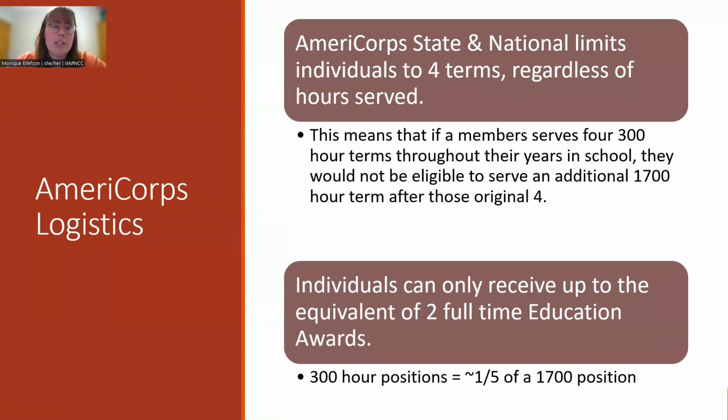Here are some other AmeriCorps logistics to keep in mind, because these are things we've already been experiencing this year. AmeriCorps State and National is the type of grant that we are. We are an AmeriCorps State program. They limit individuals to four terms, regardless of how many hours they have served. So if they serve four 300-hour terms throughout their years in school, a term freshman, sophomore, junior, and senior year, then they've capped out of their four AmeriCorps State terms, and they won't be able to enroll in another program within AmeriCorps State.